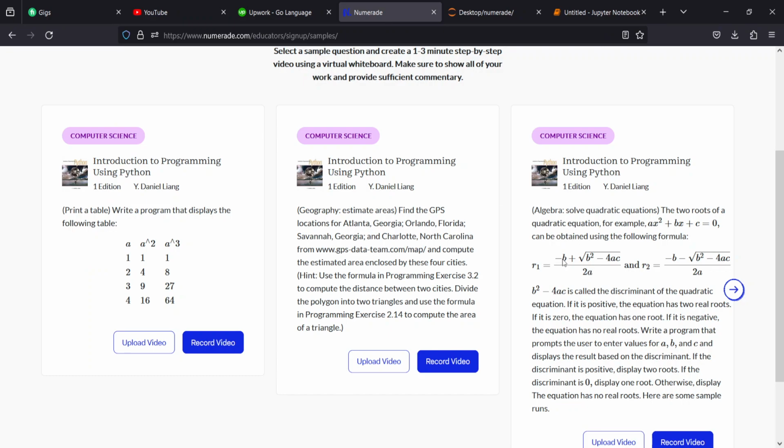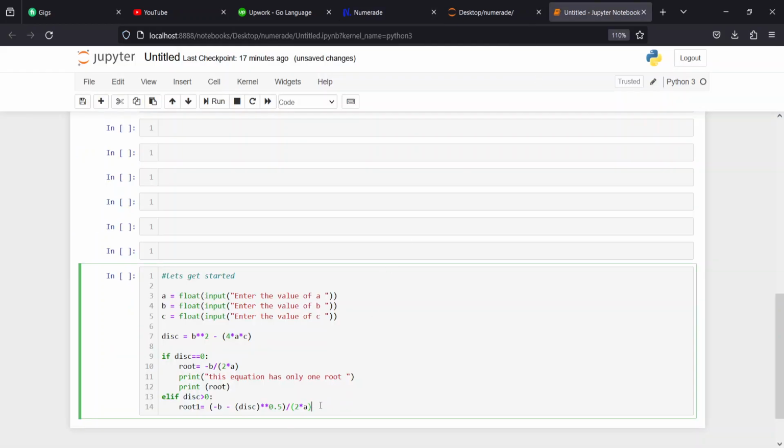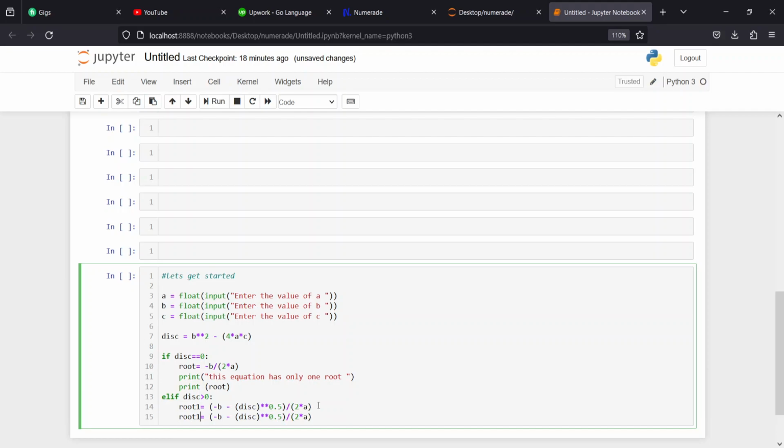Let's check. So minus b plus under root, this is discriminant and this. Okay, everything is nice and clean. Okay, so let's copy this from here, because we just need to change only this plus sign here, and we have to name this root 2. Okay, so in this case we will have two roots, so let's print that message.